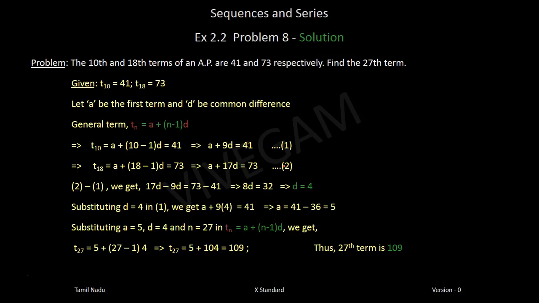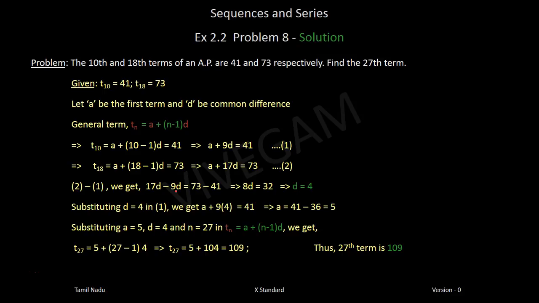Okay, so equation 2 minus equation 1. You can do 1 minus 2 also, but you will get a negative answer, negative D. So to avoid that, what I'm trying to do is 2 minus 1. 17 is bigger than 9, right? So you'll get a positive. So 2 minus 1, A and A will get cancelled. You will get 17D minus 9D will be equal to, the right side also has to be subtracted, so 73 minus 41.